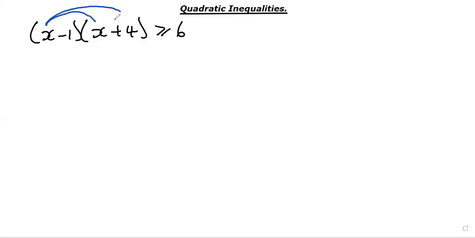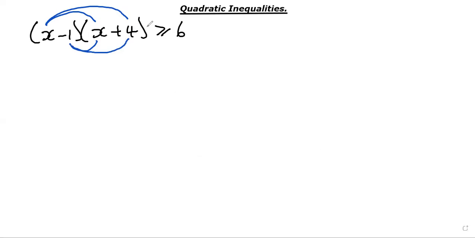So let's see this one. Well, in this case, you have x minus 1 into x plus 4. This is greater or equal to 6. So the first thing we see here, this function is not written in standard form. So we have to write it in standard form first. So the first thing we do is to expand these two brackets by FOIL method, of course.